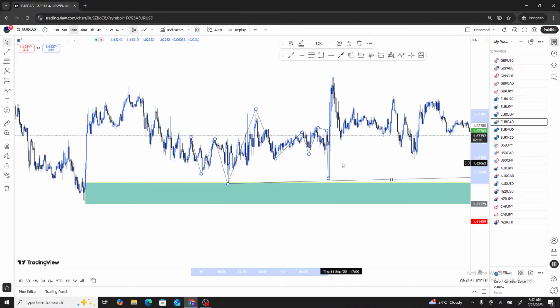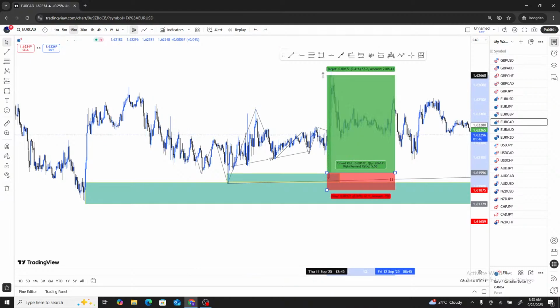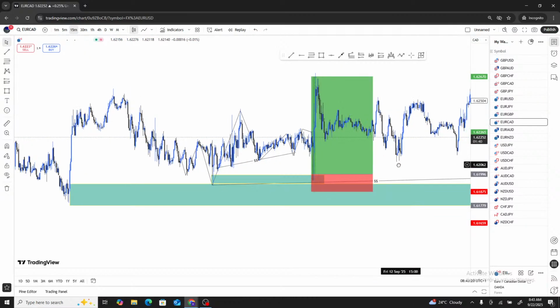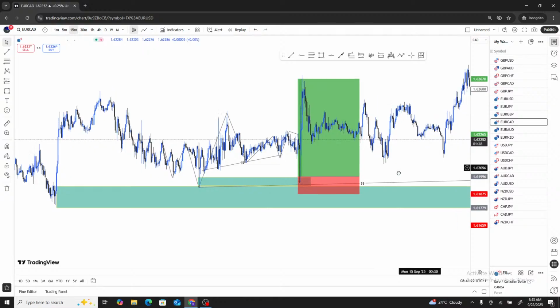Can you see? Look at this, it is a clean 1 to 5 risk to reward. So market is always repeating, price is always repeating the same thing. It's all about consistency and repetition.